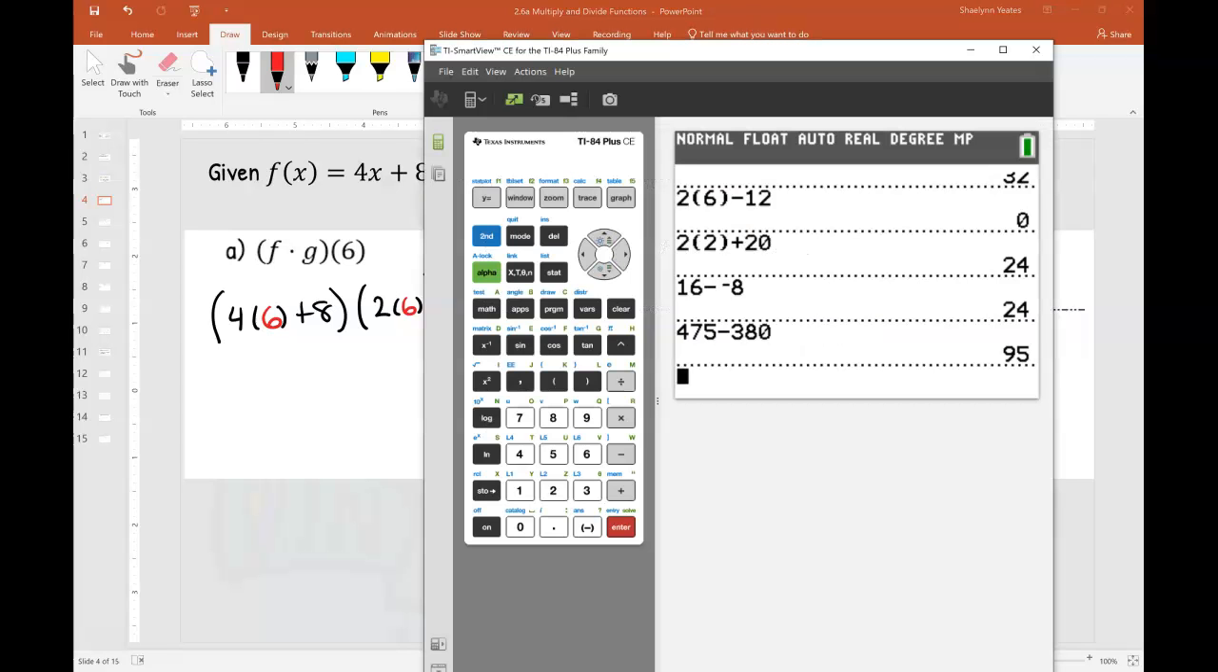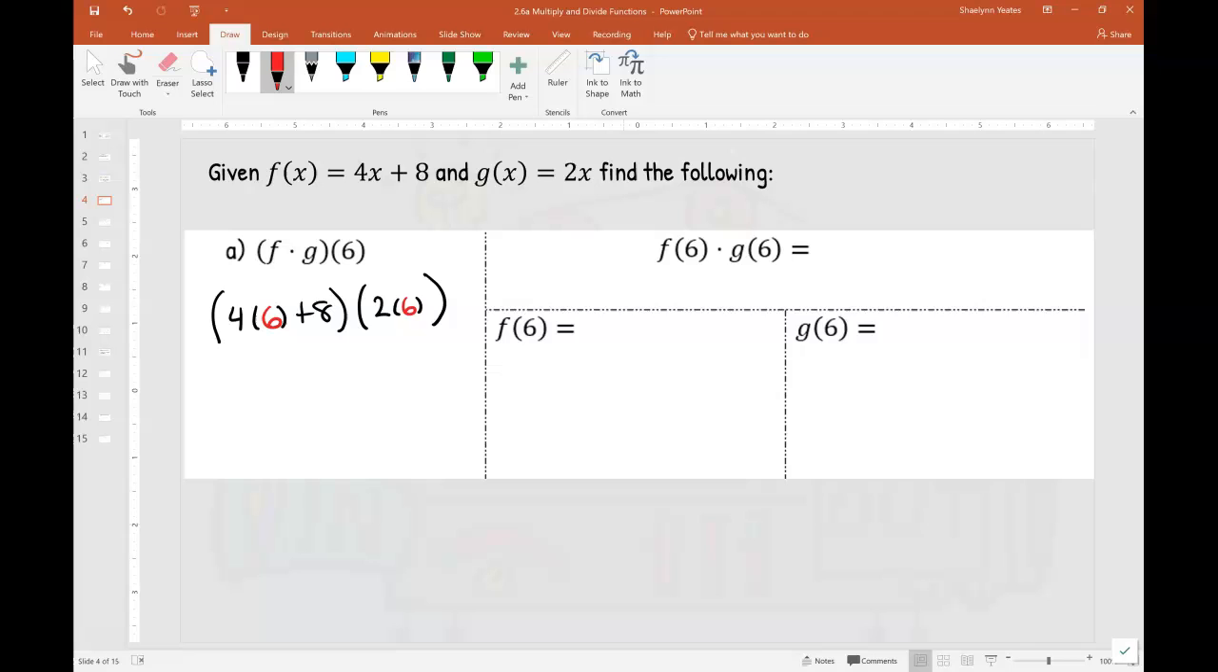So I'm going to pull out my calculator. I'm going to do parentheses, 4 parentheses 6, close parentheses, plus 8, close parentheses. Parenthesis 2, parenthesis 6, close parenthesis, close parenthesis. I hit enter and I get 384 as my answer. So that's how to do it kind of all in one step.